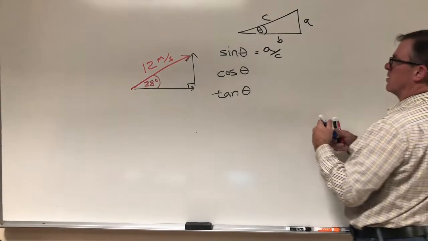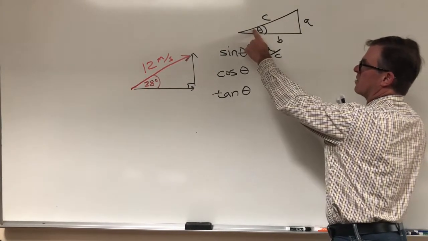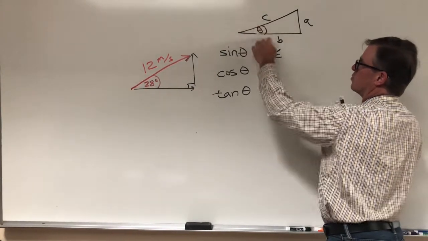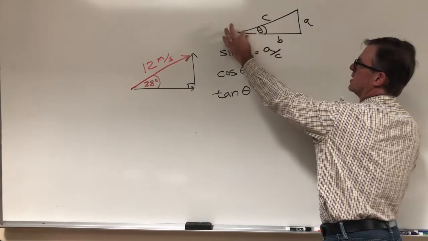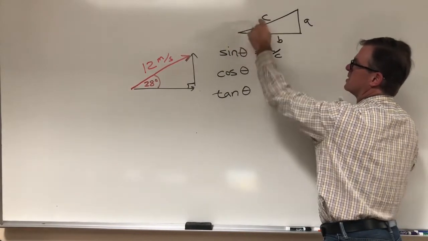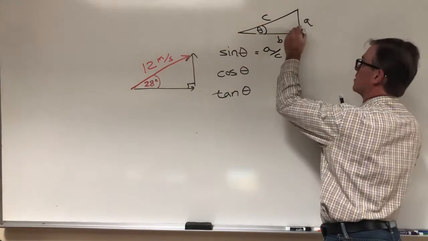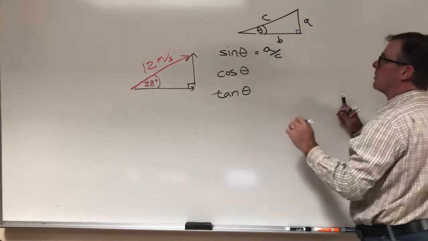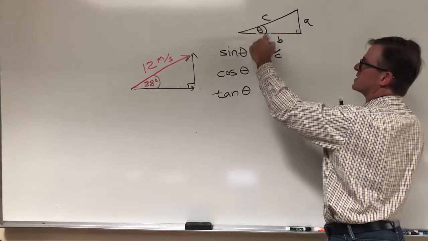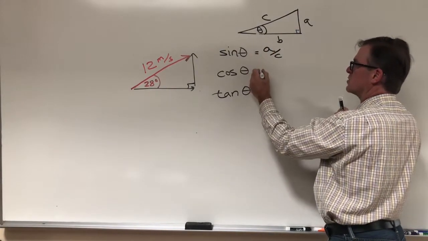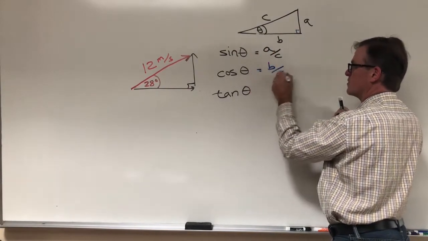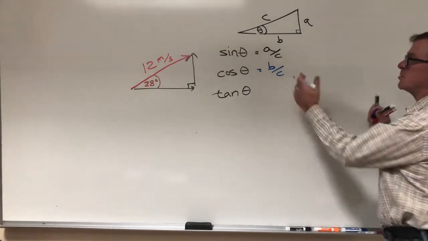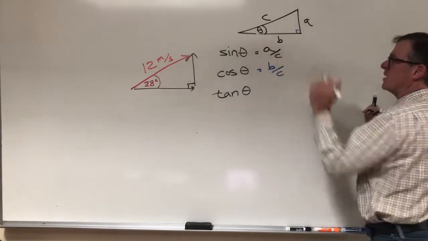Cosine is the adjacent side to the angle. Now, some might wonder which is adjacent, C or B, because they're both on the sides, but C is always the hypotenuse. The angle opposite the right angle is always the hypotenuse. So this is the adjacent side to this angle. So cos theta would equal B over C. Again, if you knew C and you knew the angle, you could find B.